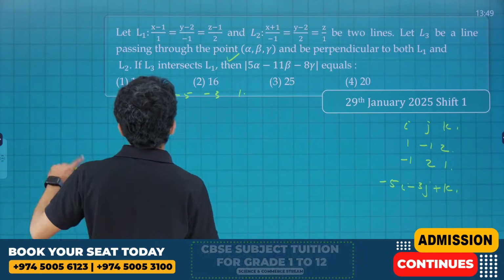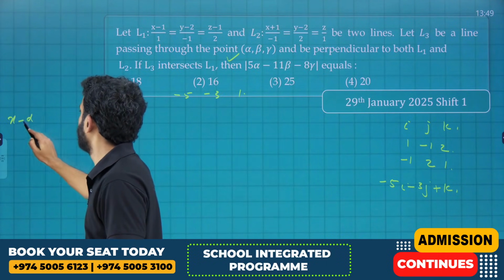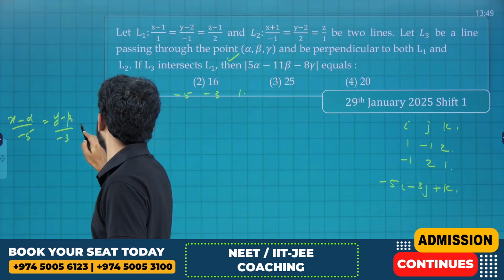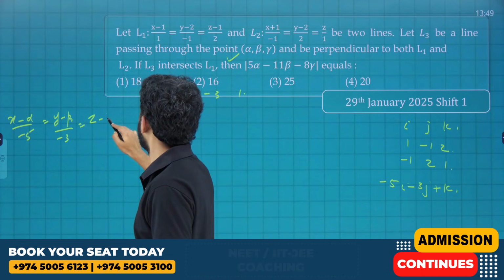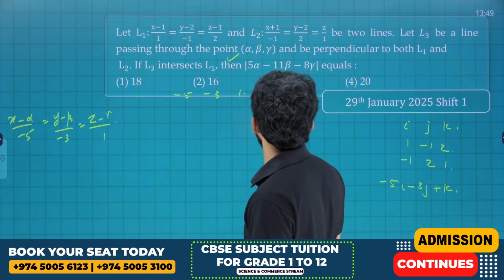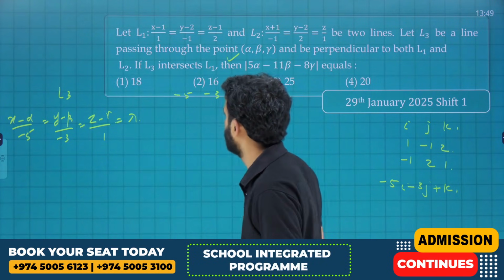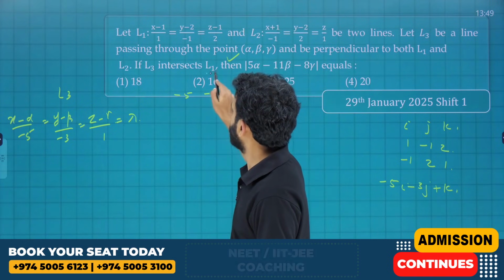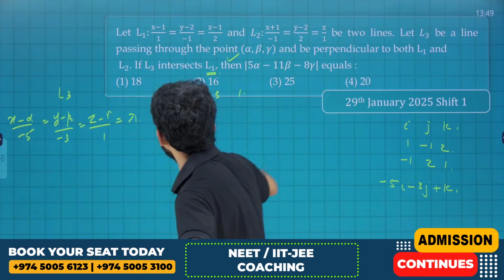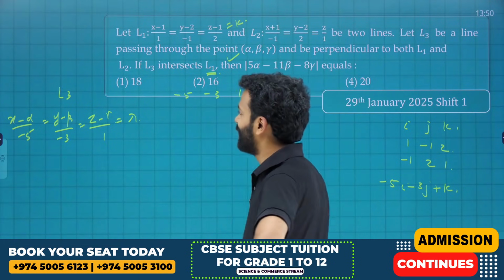So if it passes through the point (alpha, beta, gamma), the equation will be (x minus alpha)/minus 5 is equal to (y minus beta)/minus 3 is equal to (z minus gamma)/1. That is line L3. We can take it as lambda here, to assign the general point, if L3 intersects L1. And for L1, we can put it as k here. We don't have to write it again, just go for the answer directly.